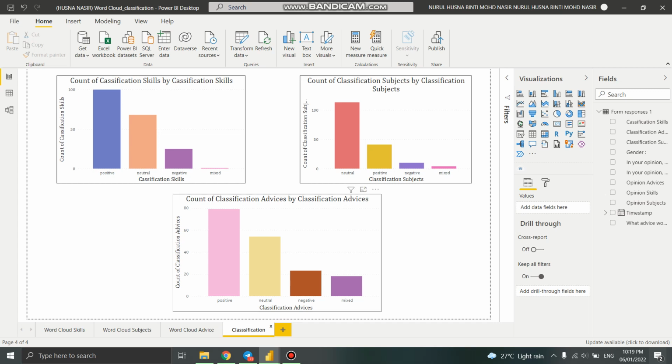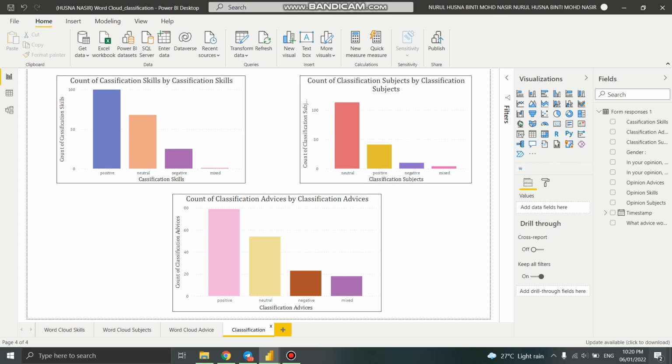Last is classification advice. The result shows the count of positive is higher than neutral and negative, and mixed is the least compared to positive, neutral, and negative.